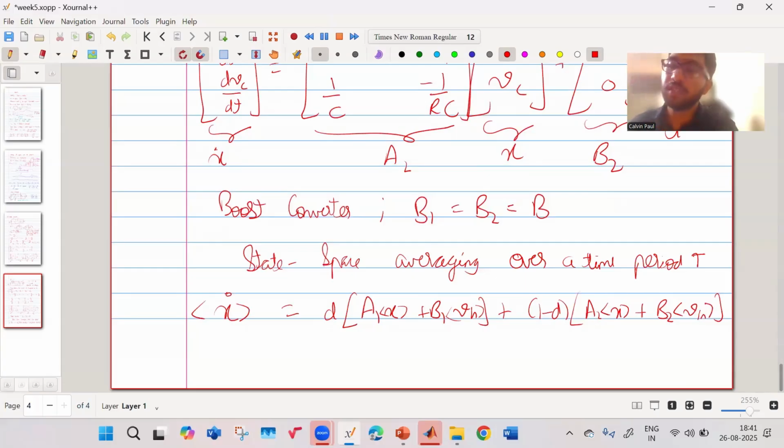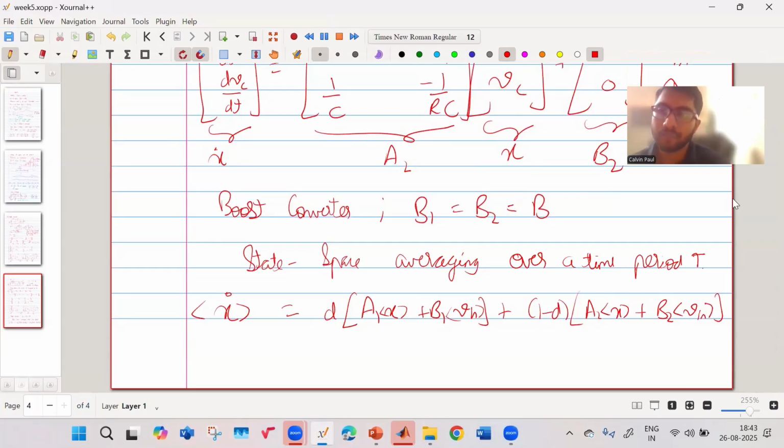Any doubts till this part? So now we have this expression given like this. So now what we want to do is we can combine them.